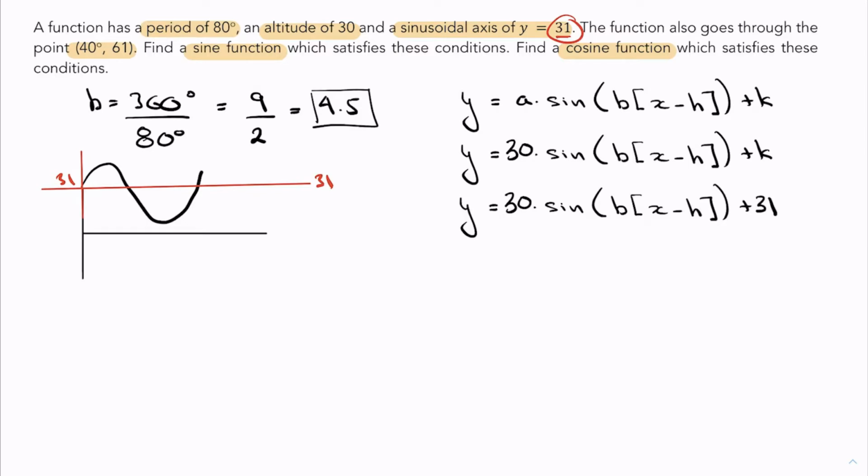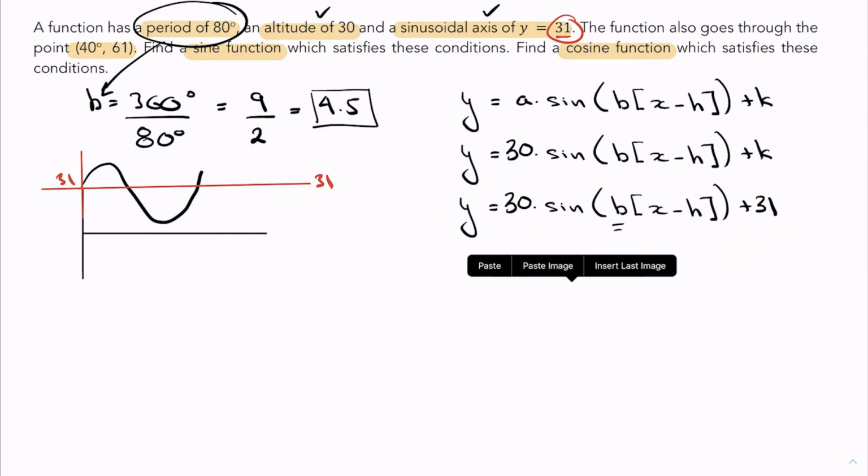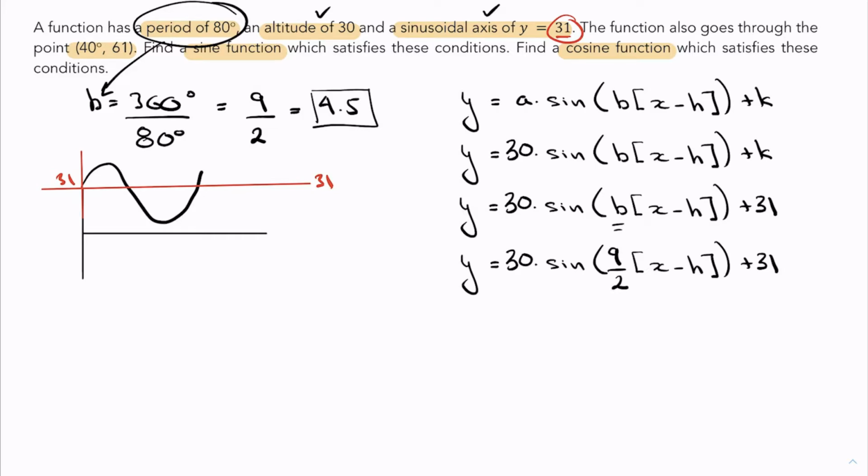Okay, making good progress. I've used the altitude, I've used the sinusoidal axis, the period of 80. That again, we remember does not appear directly, it's through the b value, which means my b value is going to be 4.5 or 9 over 2. So I'm going to take this, copy it, paste it, and replace my b value with 9 over 2.